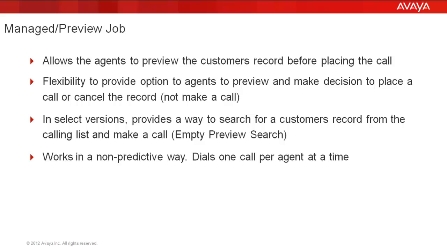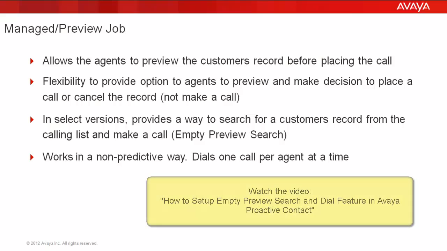In PC 5.0, with certain patches, there is also a method where the agents will get an empty record display on their screen. That is, the screen will appear, but the fields will be empty. And then using a key field, for example, an account number, they can search for a particular customer's record and then make a call to that customer. This feature is called empty preview search. We will not be covering this for this video.